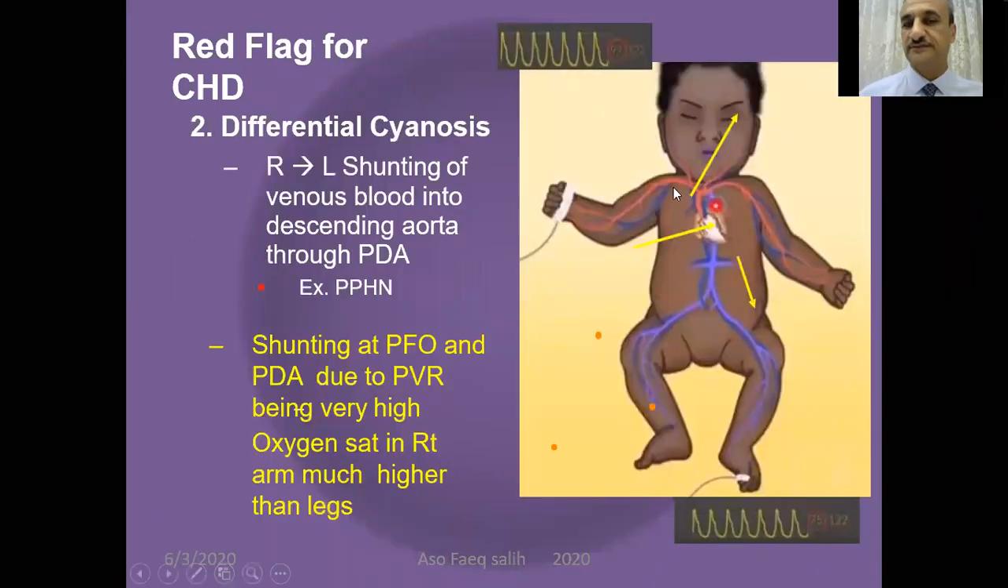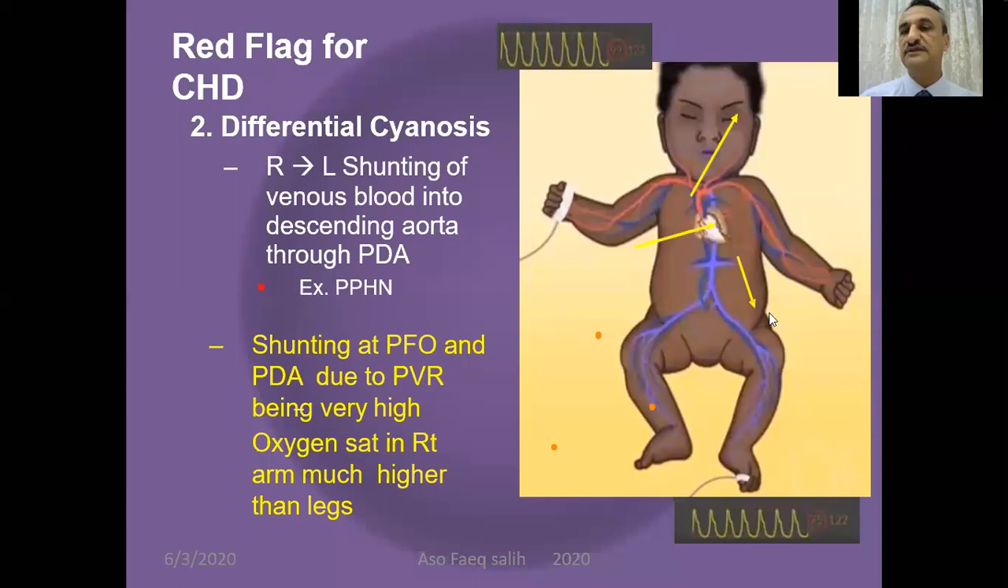Then, as a nurse, what are you doing? You are putting a pulse oximeter on the right hand and another pulse oximeter on the lower leg, and you compare both. If you look at the picture, the saturation in the upper part of the body is 99, but here the saturation is 75. The upper part is 95 or 97. So there is a difference. It's blue here, but red there. The upper part of the body is saturated and the lower part is desaturated. This is called differential cyanosis.